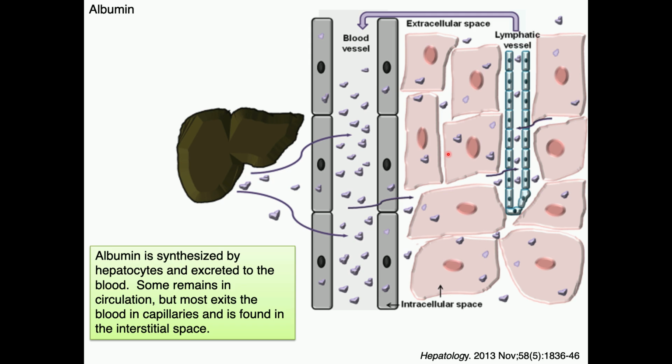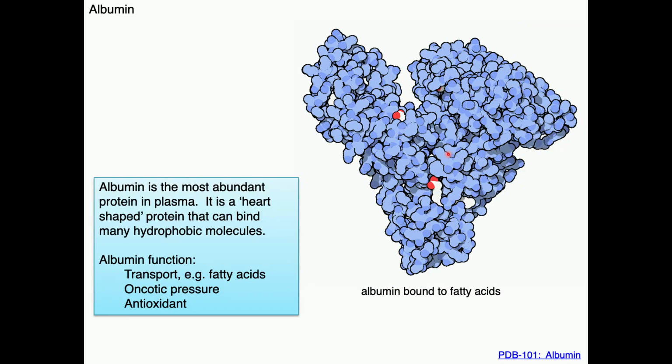Okay, so what's the function of albumin? Albumin has diverse functions. One is it's important for transport. It is critical for maintaining oncotic pressure within our blood, and that is the driver of that transport of fluid from blood to tissues to lymphatic vessels. Albumin also has functions as an antioxidant.